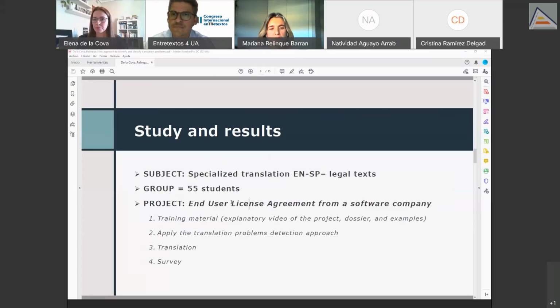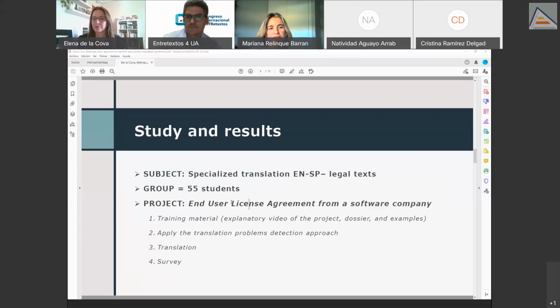We also provided them with a dossier where we included examples of the different problems they could encounter and how they could classify them. These examples were not only from the legal field, but also from the localization field, from tourism, from different fields, so they could have an idea of how the classification worked. Also, we had a training session with them, so we explained everything again.